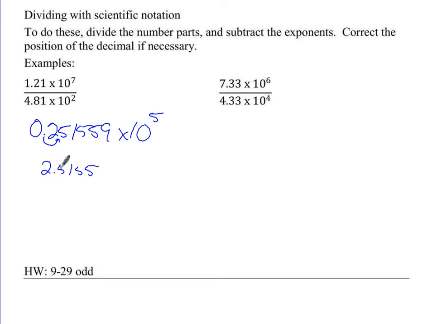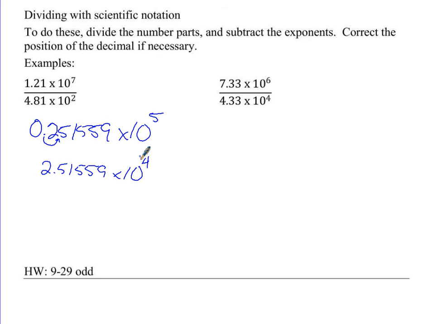2.5155 times 10 to the 4th. Think of it this way. If I move the decimal 5 places to the right to take care of scientific notation completely, then I go 1, 2, 3, 4, 5. Here's the decimal. Now to put it back in scientific notation, I got to go 1, 2, 3, 4 to get it to where I want it to be. So that exponent has to be a 4.